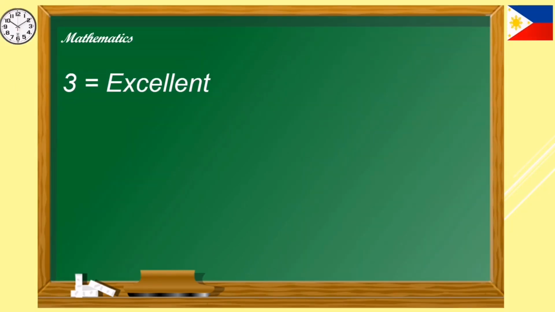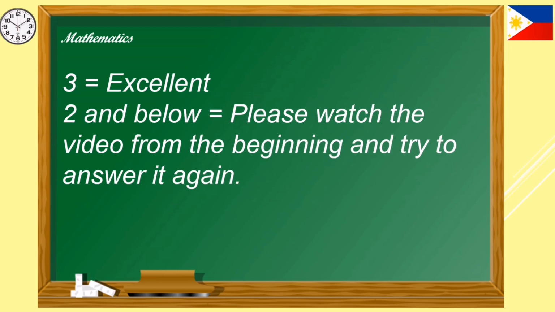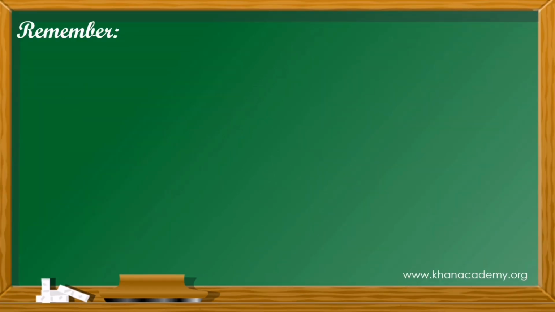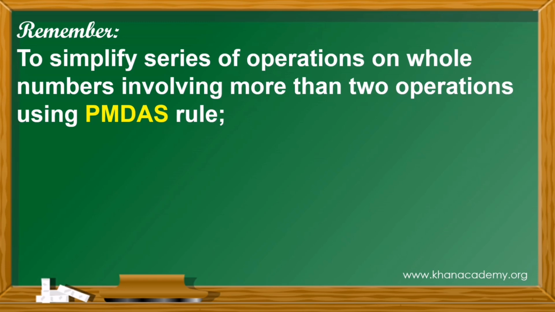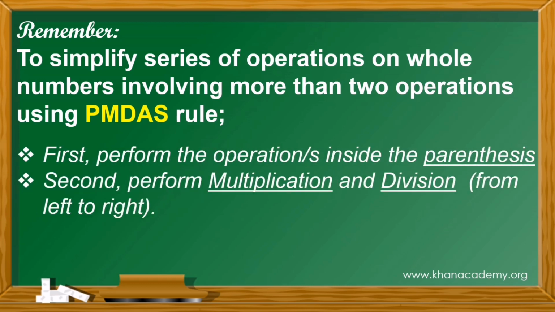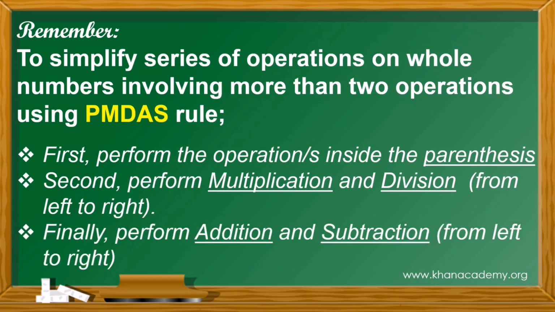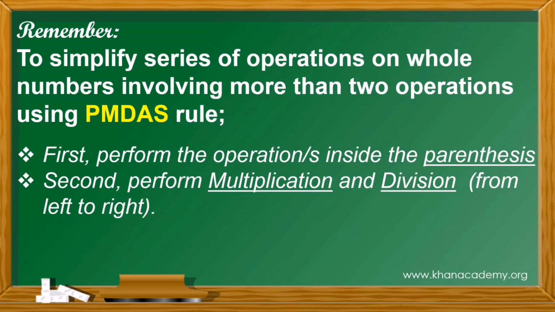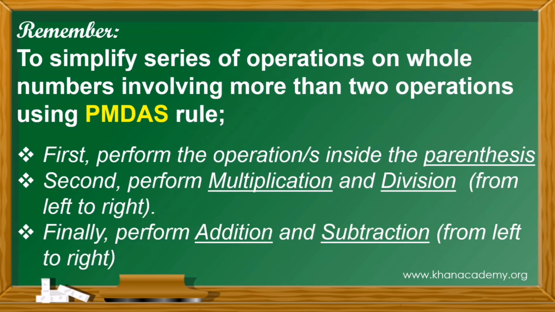How's your score? Remember, to simplify series of operations on whole numbers involving more than 2 operations using PMDAS rule, first, perform the operation or operations inside the parentheses. Second, perform multiplication and division, whichever comes first from left to right. Then finally, perform addition and subtraction, whichever comes first, also from left to right.